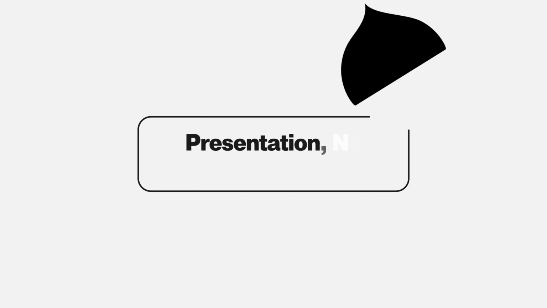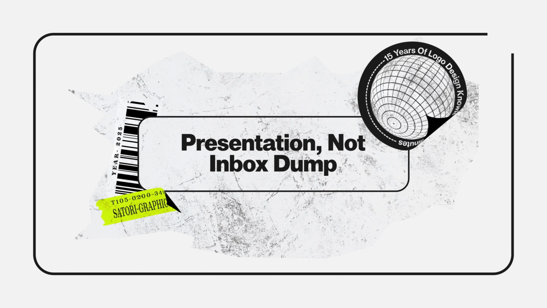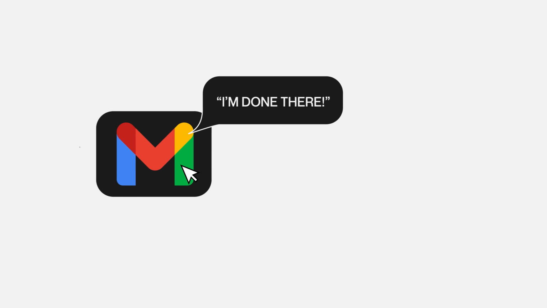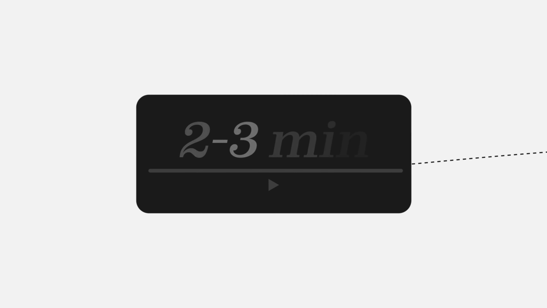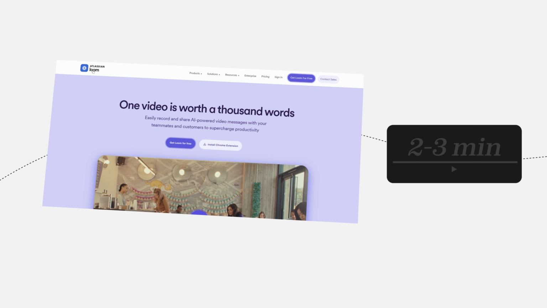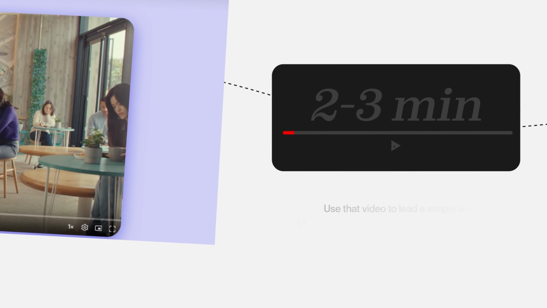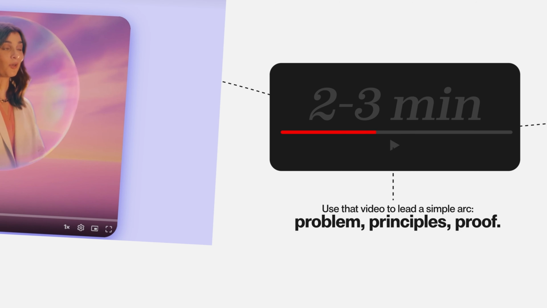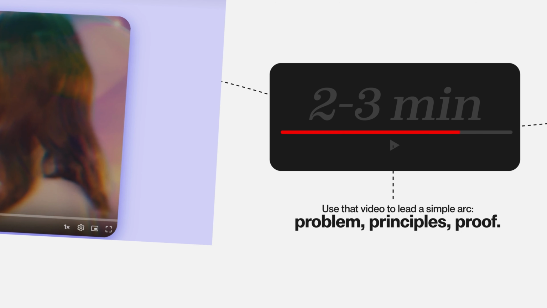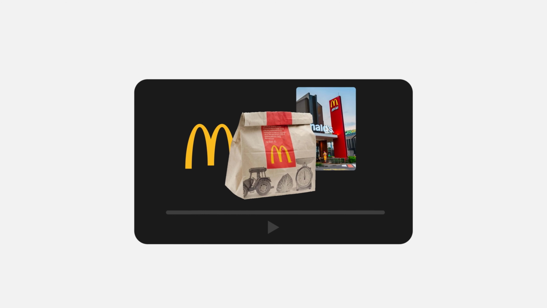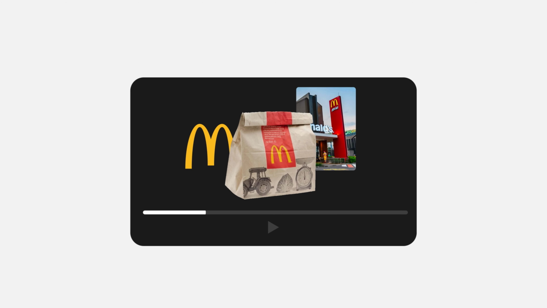When it comes to presenting or showing your designs to a client, here's something you really need to keep in mind. Don't simply drop a raw Figma link into an email for your client and think, yeah, I'm done there. These days, a simple 2 to 3 minute video breakdown, perhaps on Loom, really goes a long way to giving context and persuasion on your logo design concepts. Use that video to lead a simple arc: problem, principles, proof. You can show the logo where it actually lives, so on an app grid, packaging, on a sign, and so on. In the video presentation, you want to let them feel it actually working in the real world.